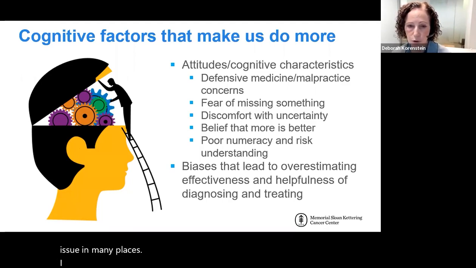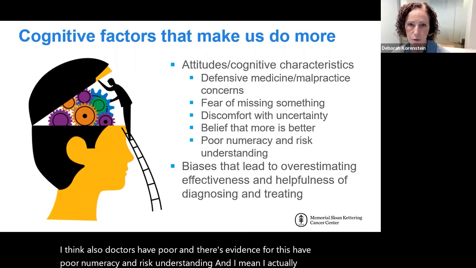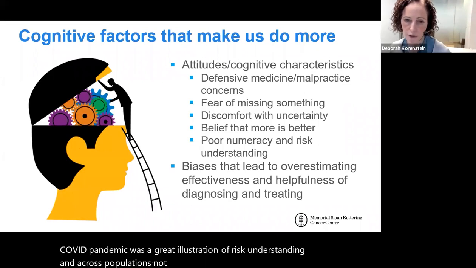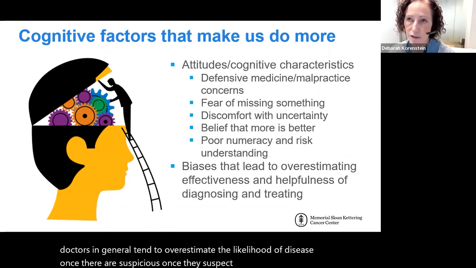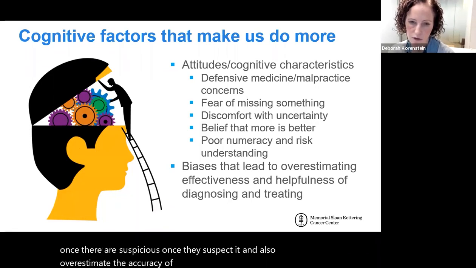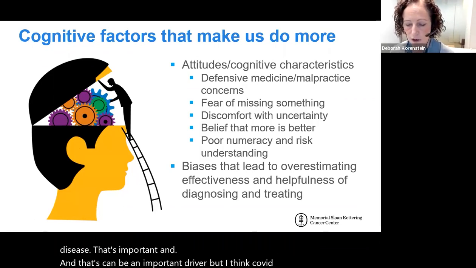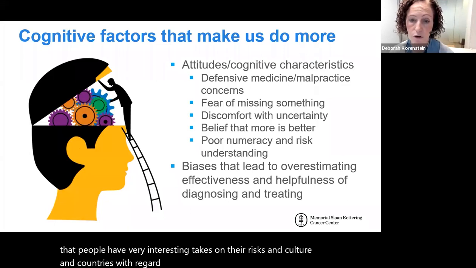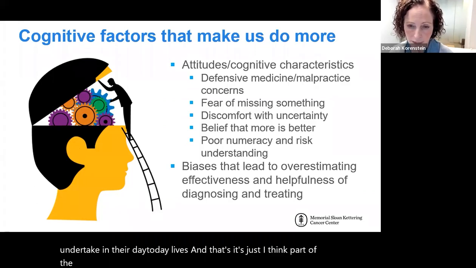I think also doctors have poor, and there's evidence for this, poor numeracy and risk understanding. And I actually think the COVID pandemic was a great illustration of risk understanding in general across populations, not necessarily among doctors only, but doctors in general tend to overestimate the likelihood of disease once they suspect it, and also overestimate the accuracy of testing in terms of finding real disease that's important. And that can be an important driver. But I think COVID showed us that people have very interesting takes on their risks, and cultures and countries differ with regard to what risk they're willing to undertake in their day-to-day lives. And it's just, I think, part of the human condition that we're not great at that.